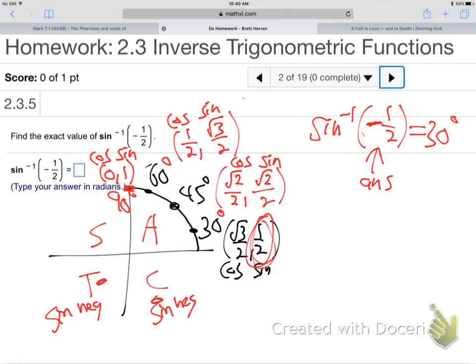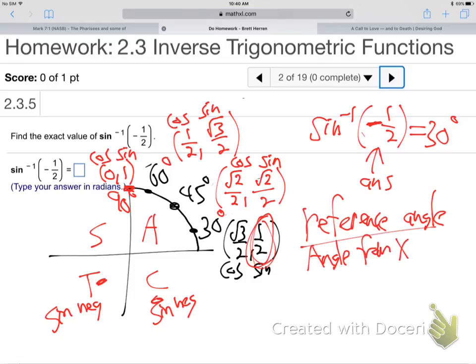Yeah, but it's 30 degrees. Well, it's a 30 degree reference angle in those quadrants. Remember reference angles? What is a reference angle? I hope you got that from the first class. It's okay, I'm going to review it now. It's the angle from the x-axis. That's right, because this is 30 off of the x-axis.